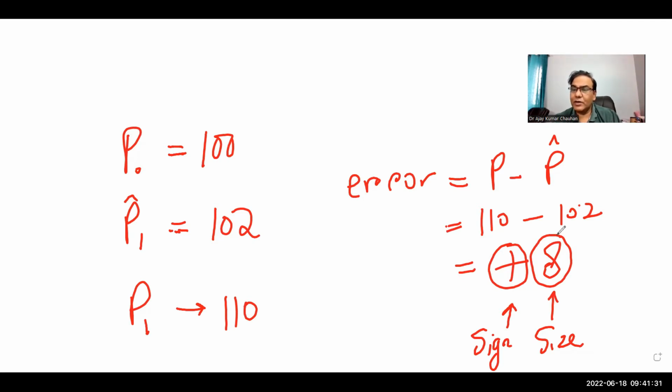And we can also calculate how positive it is, the size effect. You know, happy, very happy, extremely happy, that is size effect. Sad, very sad, extremely sad. So this error term, which is the actual behavior minus the expected behavior, is represented by sign and size. And heteroskedasticity will address why this size effect is changing every day.